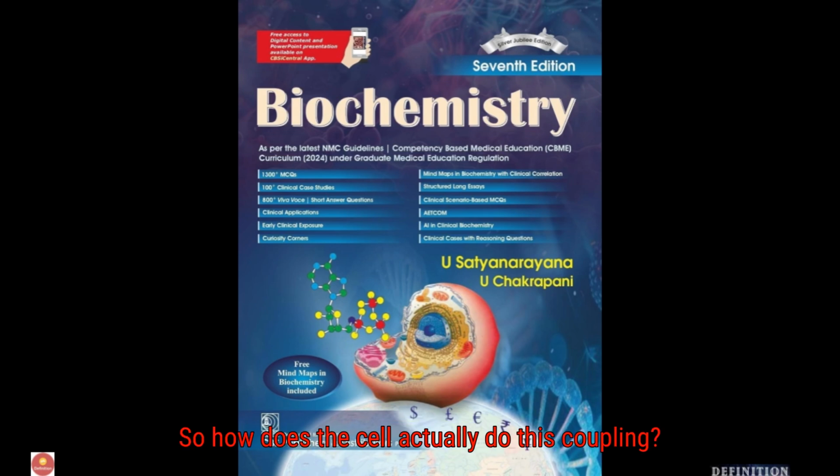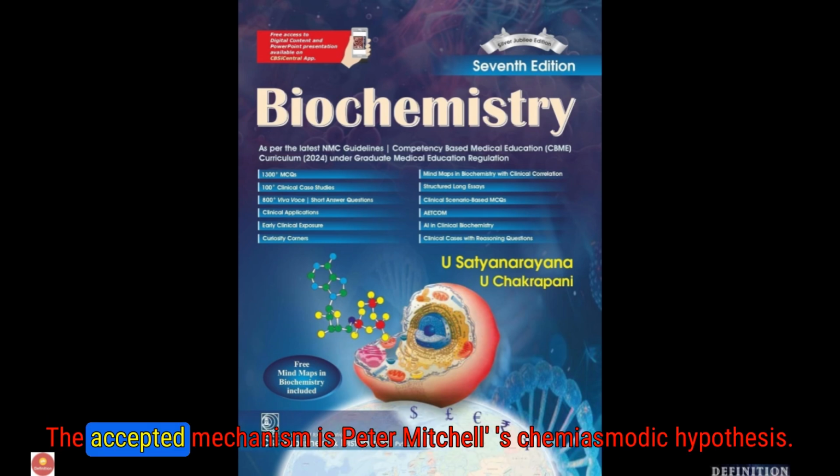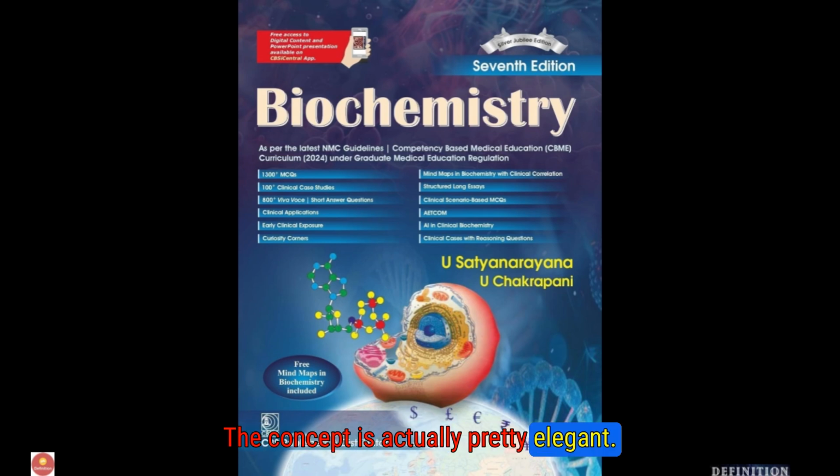So how does the cell actually do this coupling? How does electron flow make ATP? Not the old chemical intermediate idea. No, that didn't pan out experimentally. The accepted mechanism is Peter Mitchell's chemiosmotic hypothesis. Brilliant idea. Chemiosmotic. Sounds complicated. The concept is actually pretty elegant.